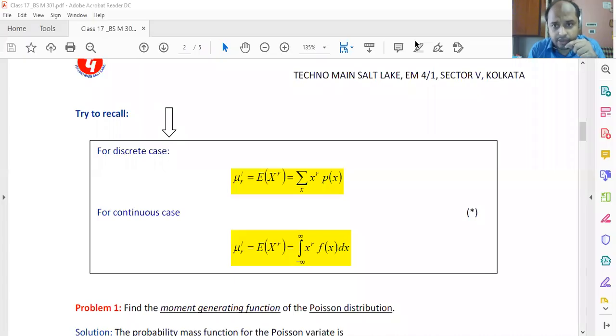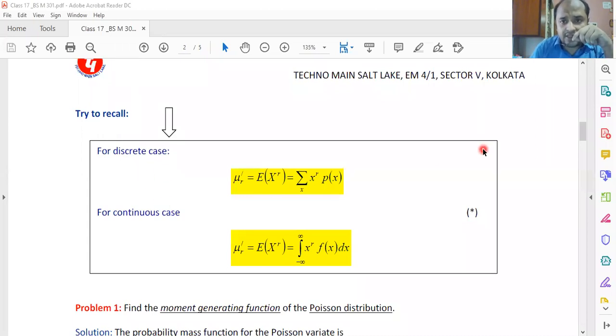The topic is about, as you can see, something which as a prerequisite needs these definitions, which I discussed in class 6, and the discussion was about movement about origin, and movement about mean.